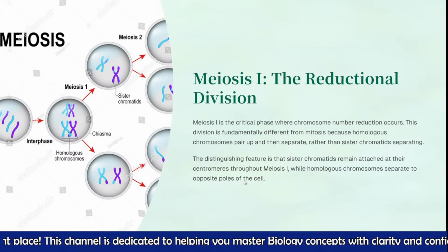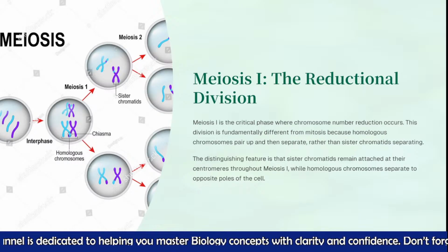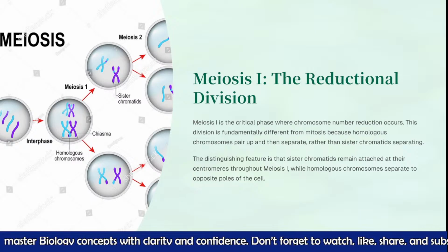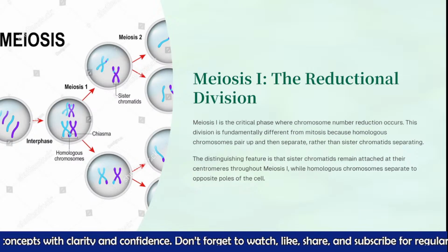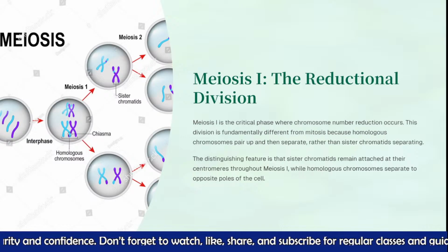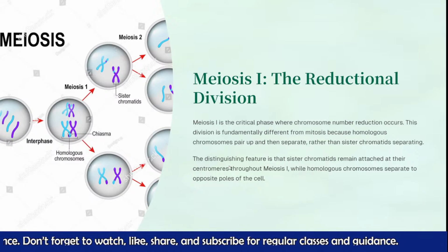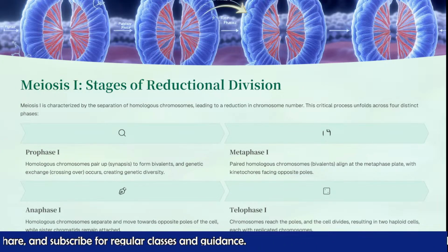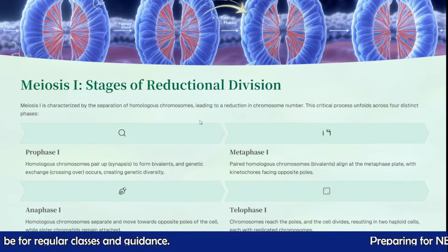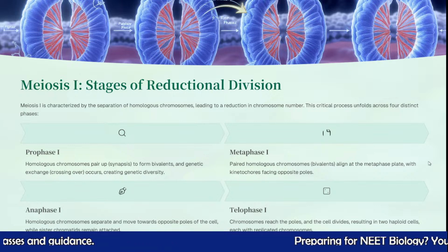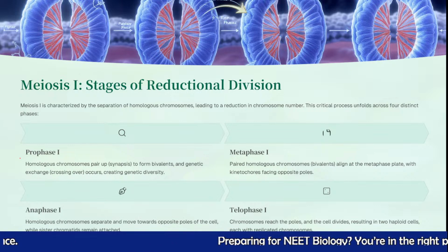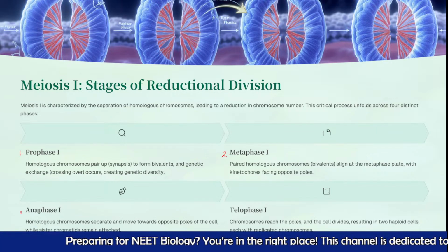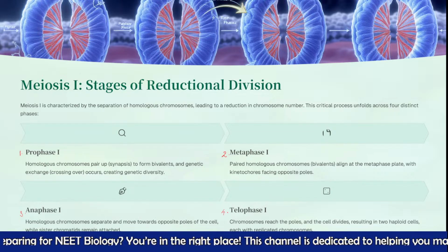Let's discuss meiosis 1 in more detail. Meiosis 1, as we discussed, is a reduction division. Why is it called a reduction division? Because as a result of meiosis 1, two daughter cells are formed having half the number of chromosomes. That's why it is called a reduction division. Meiosis 1 is again divided into how many phases? There are 4 phases. What are the 4 phases? Prophase 1, metaphase 1, anaphase 1 and telophase 1.